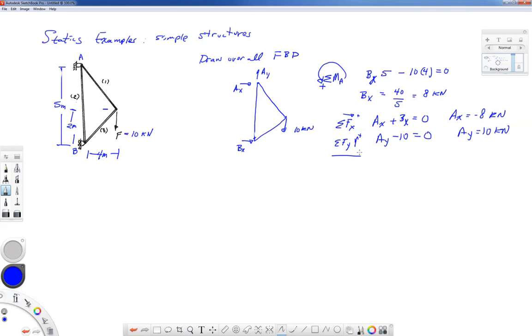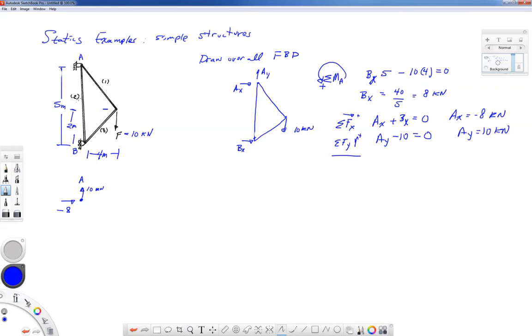Let's take a look at position A. Let's draw the free body diagram of the pin at A. We have AX, which we just found out. I'm going to draw it that way, but its value is -8. It really means it goes the other way. We have AY, we found that to be 10 kilonewtons.